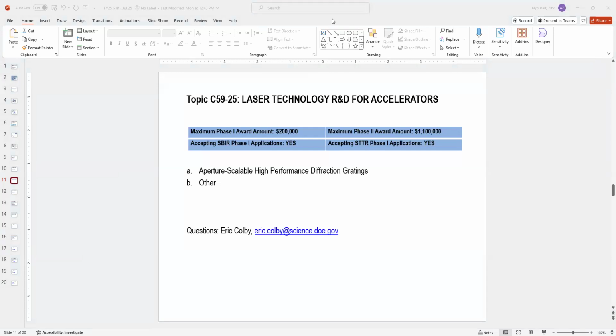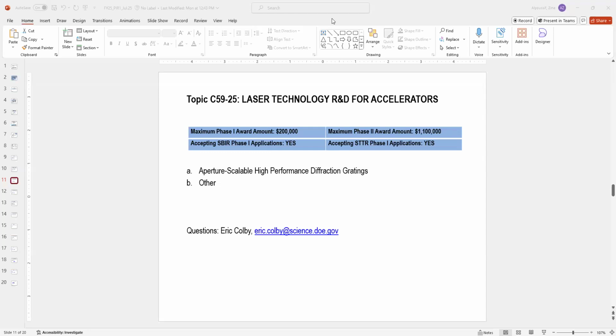Subtopic A, aperture scalable high performance diffraction gratings. Applications must focus on grating fabrication techniques that, one, can be scaled up to large apertures, here defined as greater than 10 centimeters by 10 centimeters. Two, yield very high efficiency, broad bandwidth, high uniformity, high damage threshold gratings. And three, are appropriate for use with near IR, 0.8 to 1 micron, or LWIR, 10 micrometer gratings. And please read the subtopic carefully for additional requirements and details.